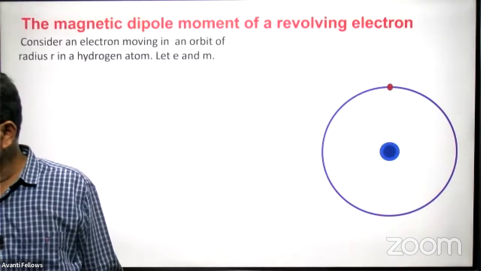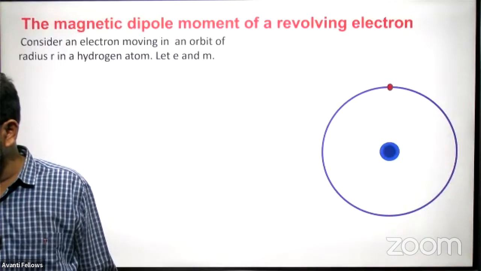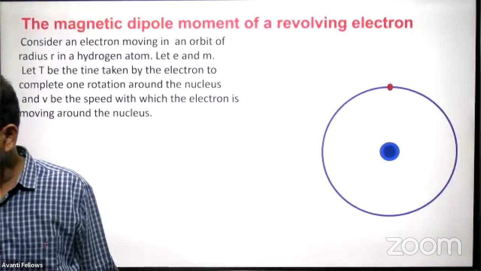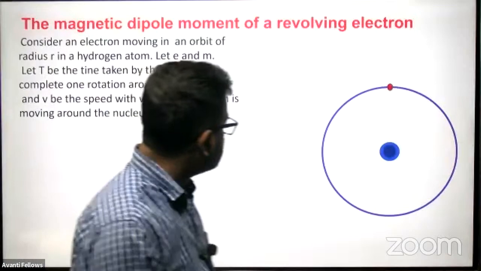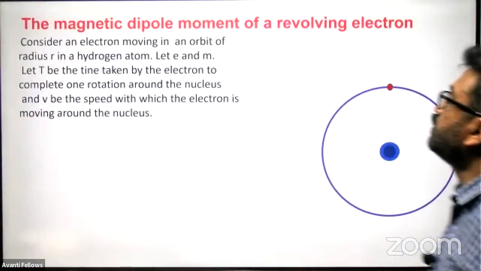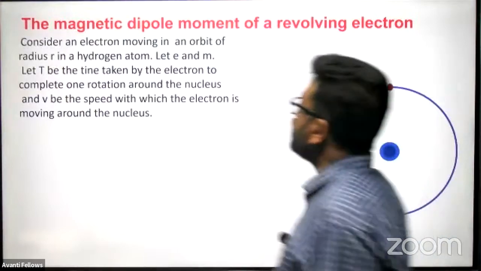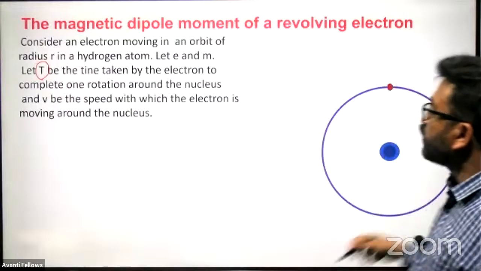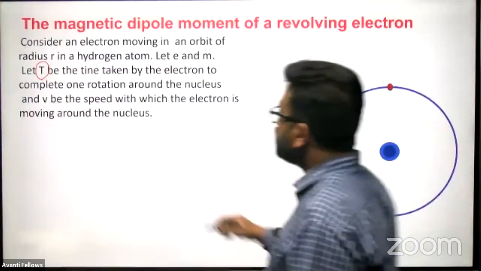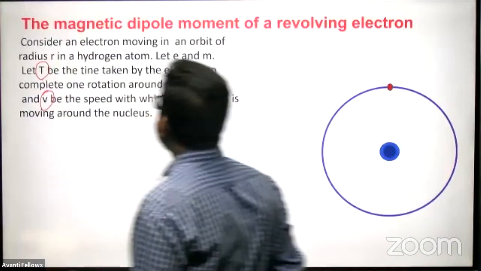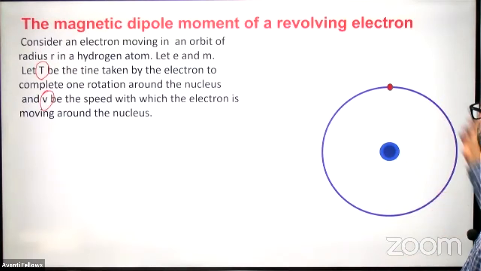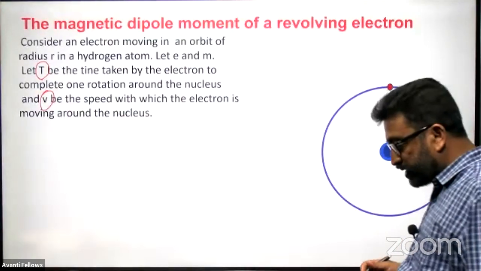All right. So if it is so, let T be the time taken by the electron to complete one rotation around the nucleus, and v is the speed with which the electron is moving around the nucleus. T is the time period, the time taken to complete one rotation, and v is the speed with which the electron is moving around the nucleus.